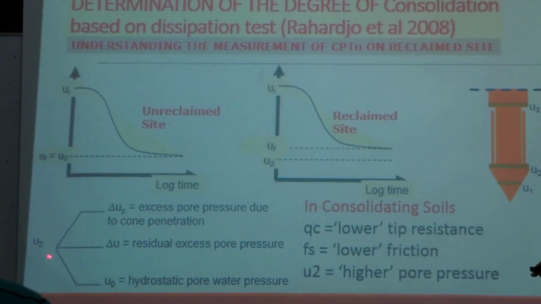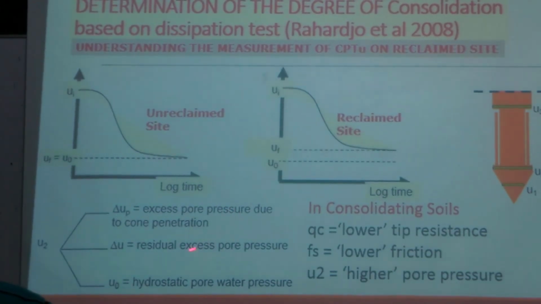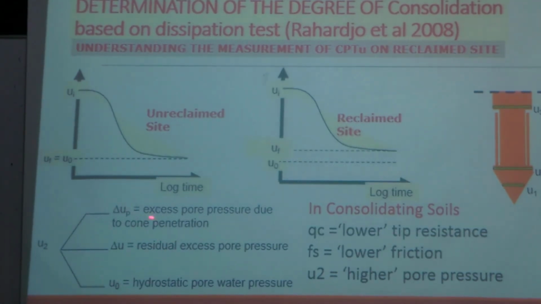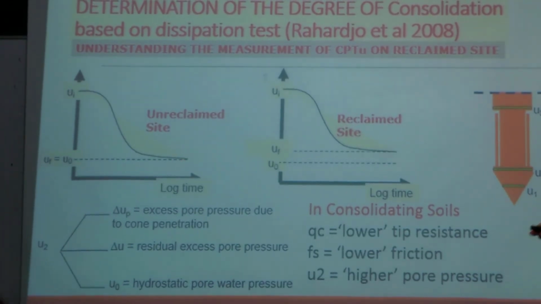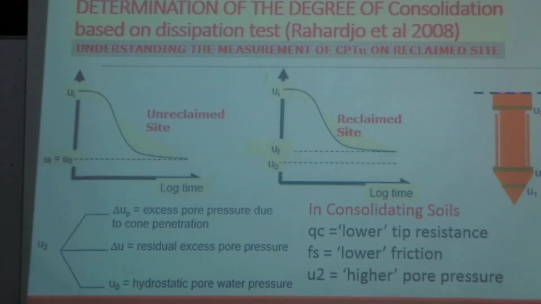But the pressure consists of hydrostatic pressure, excess pressure due to penetration, and residual excess pressure. This one only has two: pressure due to penetration and hydrostatic. That is why it goes back to U sub 0. But if you have the residual excess pressure, which is the existing pressure, it will go above. So U sub F is different from U sub 0. The difference between U sub F and U sub 0 is what we call the excess compression.